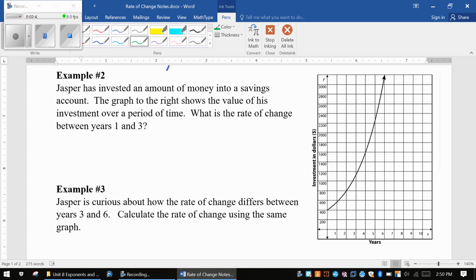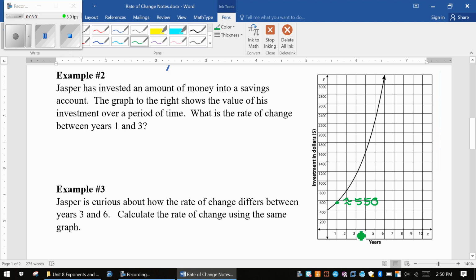So the first year, if we look at the graph, here's 1 for our year. And if we look at where that lands, it's before the 600. So this interval here is between 4 and 6. So I would say halfway is about 500. I would say this is approximately 550.